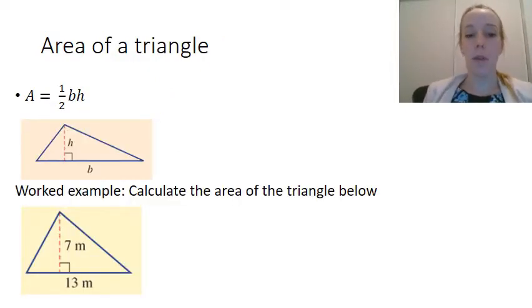Okay, so we've got a triangle here. The area of a triangle is half the base times the height. Now the height will be the value next to this dotted line at a right angle. So whenever you see that, you know that's the height.